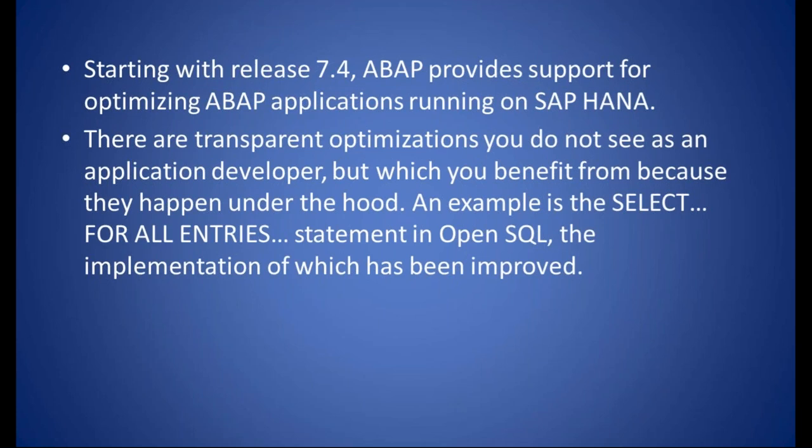So starting with release 7.4, ABAP provides support for optimizing ABAP applications running on SAP HANA. Okay, so they are transparent optimizations. You, as an application developer, do not see them, but you benefit from them because they happen under the hood.